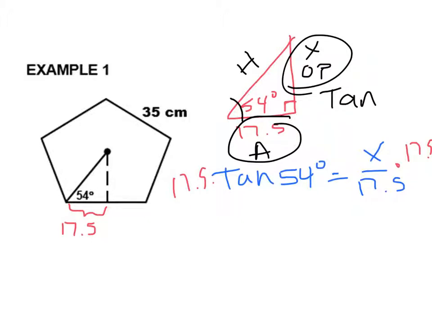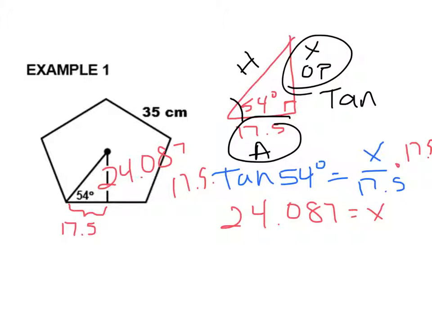So in your calculator, and I know I don't have it up for you right here, I'm going to need you to type in 17.5 times the tangent of 54. Please make sure that your calculator is set to degree mode. All right, so we're going to do 17.5 times the tangent of 54, which gives us 24.087 is equal to x. So that's our apothem, 24.087.